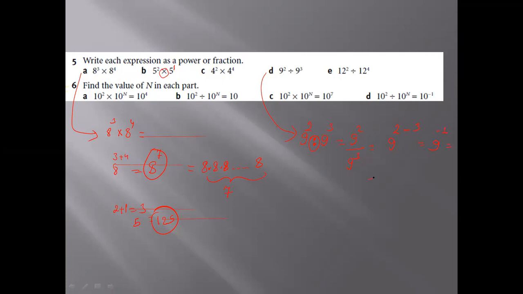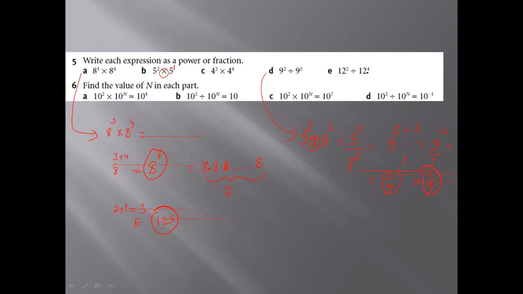But we need positive numbers. So what can we do? Yes, exactly. We have the rule: the numerator goes to the denominator, and the denominator goes to the numerator. That's why the place is changed, and it becomes 9 to the power of 1, or 1 over 9.